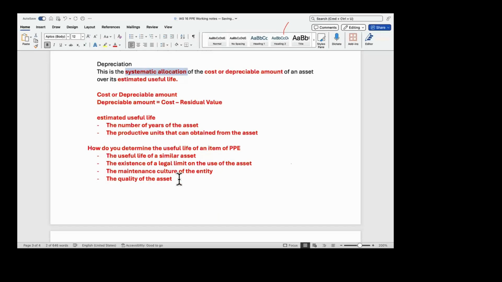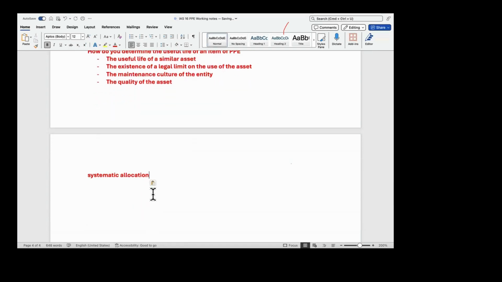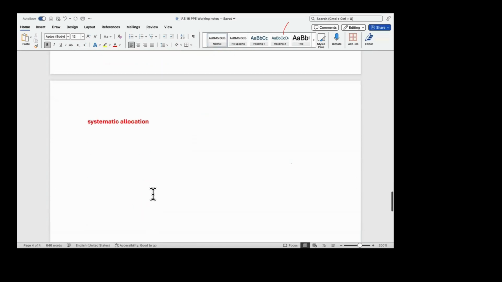That's the third item here. Since depreciation is all about allocation of the cost or depreciable amount over its useful life, what is then this systematic allocation? It's just an English word. It simply means spreading. You want to spread something. You want to share something, right?